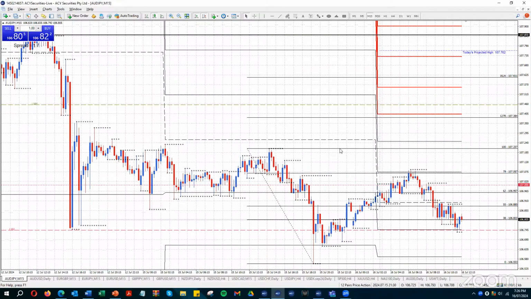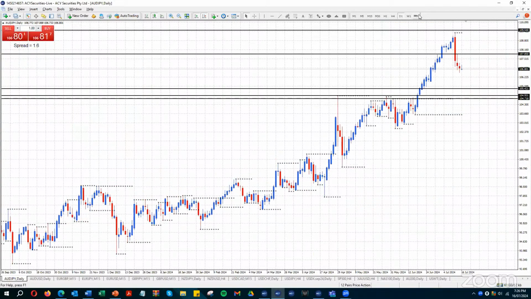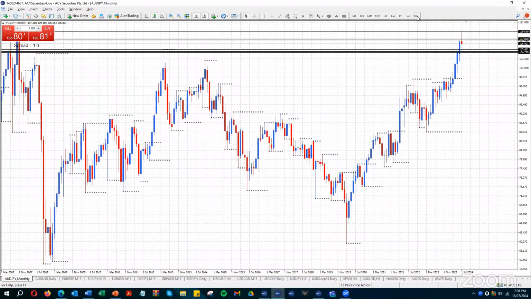All right, Aussie yen. Aussie yen's a bit more bearish than the pound yen and euro yen because the Aussie dollar has been a bit more bearish. I've just been monitoring this 4-hour range here. We came up to the 79% level. All right, daily chart. Going to go to the monthly chart. We just came short of this area.